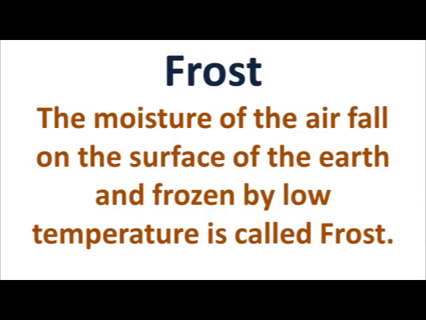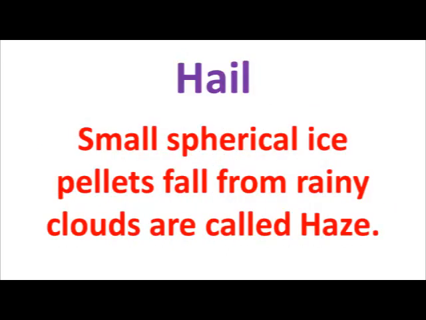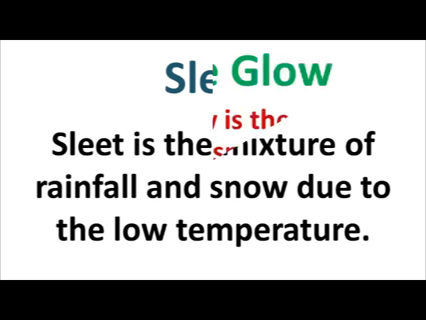Frost. The moisture of the air falls on the surface of the earth and is frozen by low temperature is called frost. Hoar frost. Deposit of ice crystals is called hoar frost. Haze. Tiny solid substances present in the atmosphere and lowering the visibility of the air is called haze. Hail. Small spherical ice pellets fall from rainy clouds are called hail. Sleet. Sleet is the mixture of rainfall and snow due to the low temperature.